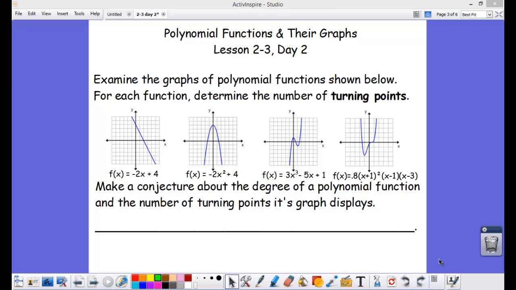Hi, and welcome to our second lesson on polynomial functions and their graphs. Today's lesson is relatively small. You want to have lots of time and lots of thought put into solving polynomials in school tomorrow.